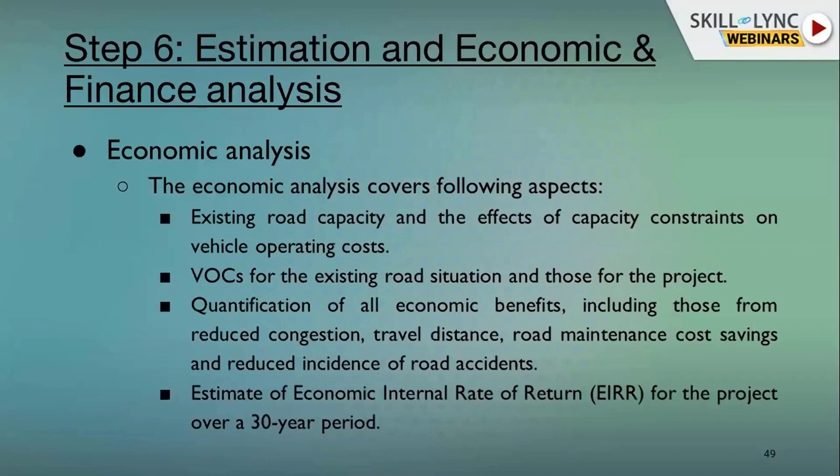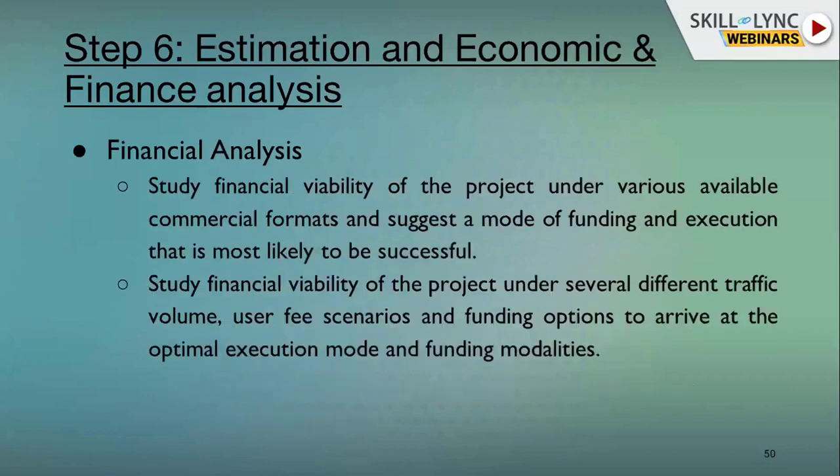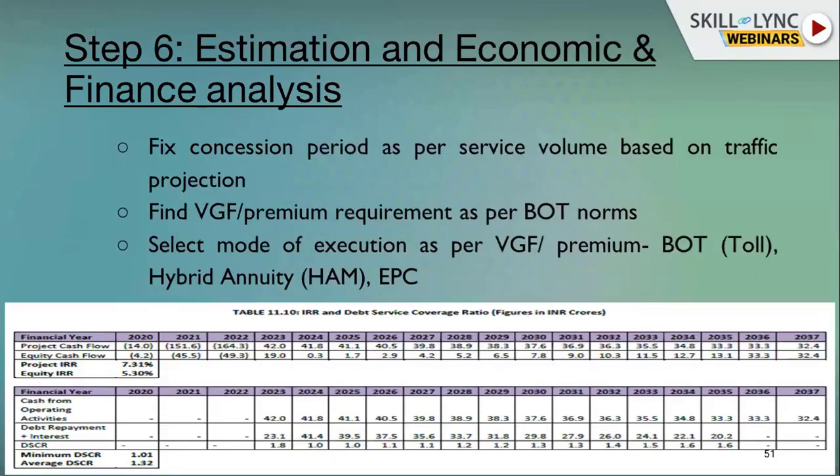But in the detail engineering stage, we mainly do financial analysis, because when we do the feasibility, there are a lot of assumptions, but in detail engineering, there are no assumptions, it is all data based. So we get the actual cost and we can finalize the modality and execution type of the project. That's why financial analysis is very important at the detail engineering stage. Based on that, we can find VGF, that is viability gap funding, then premium requirement for BOT, then hybrid annuity and EPC. These are the various modes.